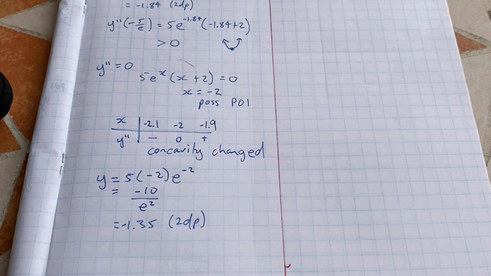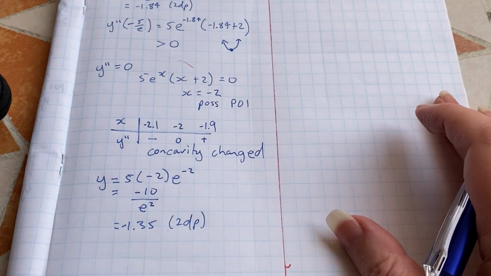Now with this function too, so far we've got a minimum, we've got a point of inflection. We also need to consider intercepts and asymptotes.